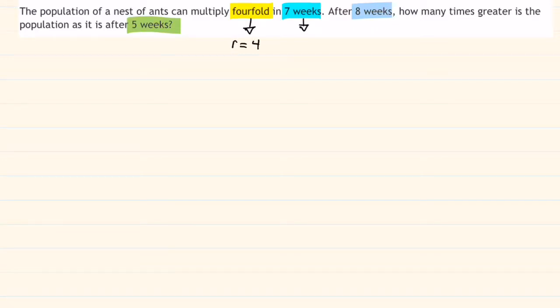So R is 4 and H is 7 weeks. The 8 weeks is the time and the 5 weeks is time. So we're basically comparing two amounts. They don't give us any initial amount, but that doesn't actually matter. So I'm just going to make two formulas. One for the amount after 8 weeks, and then one for the amount after 5 weeks.